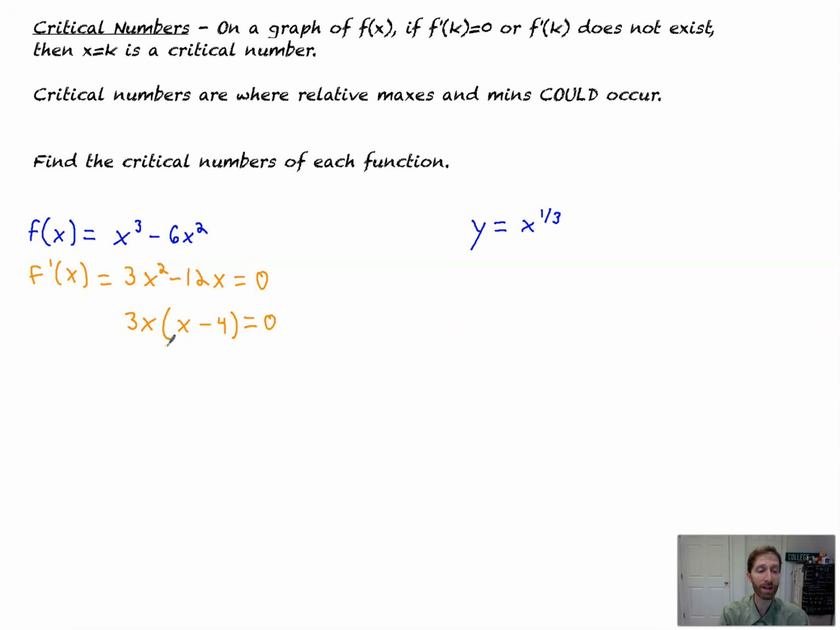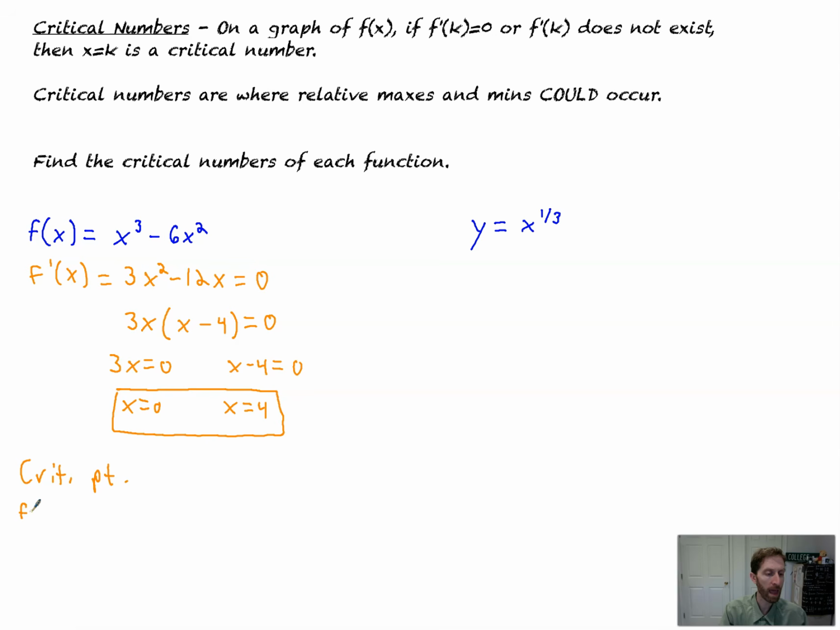Now all we need to do is set each piece equal to 0. So 3x equals 0, x minus 4 equals 0. Solve. x is equal to 0, x is equal to 4, adding 4 to both sides. These are your critical numbers. Now, if your teacher ever asks you for a critical point, I'll just do this once. A critical point is simply plugging these into the original function to find the y value. So you get the point at which the derivative is 0 or undefined.